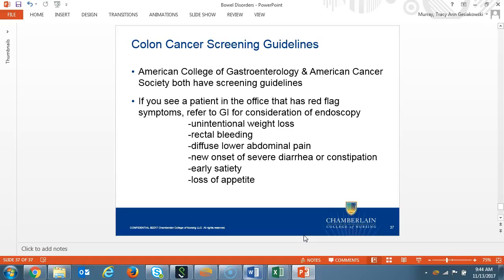In the office setting, though, a patient that has alarm symptoms such as unintentional weight loss, rectal bleeding, diffuse lower abdominal pain, new onset of severe diarrhea or constipation, early satiety, or loss of appetite should be referred to a gastroenterologist for consideration of a colonoscopy and/or upper endoscopy.